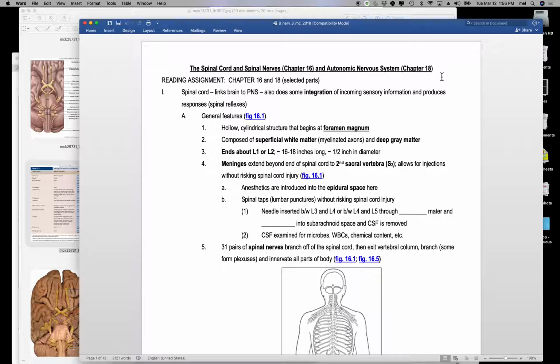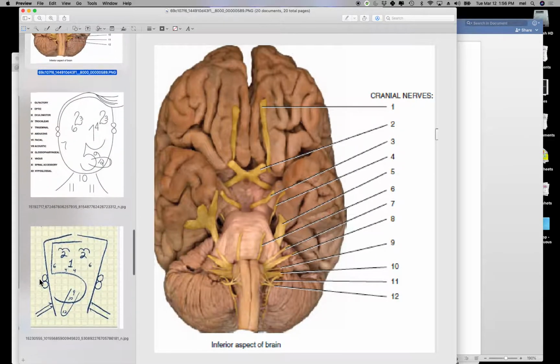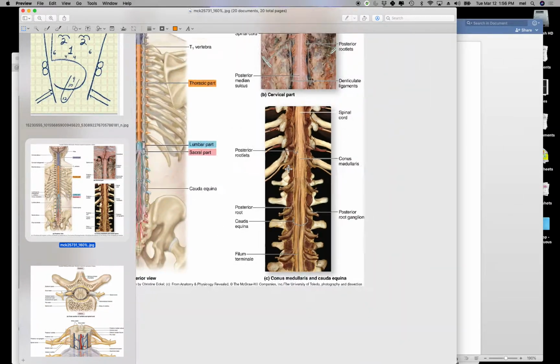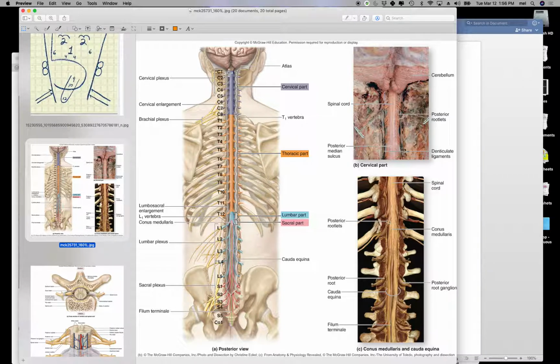So let's just start with the spinal cord overview. The spinal cord does really two different things. First off, it's a lot of sending information to and from the brain and the peripheral nervous system. So, of course, it's going to have a whole bunch of white matter in it. What do you guys think most of the white matter tracts in the spinal cord are?